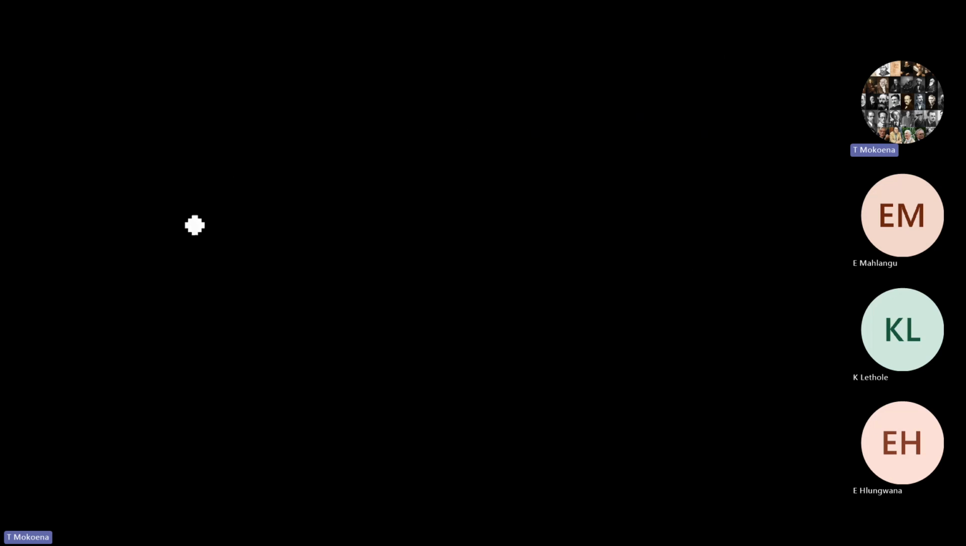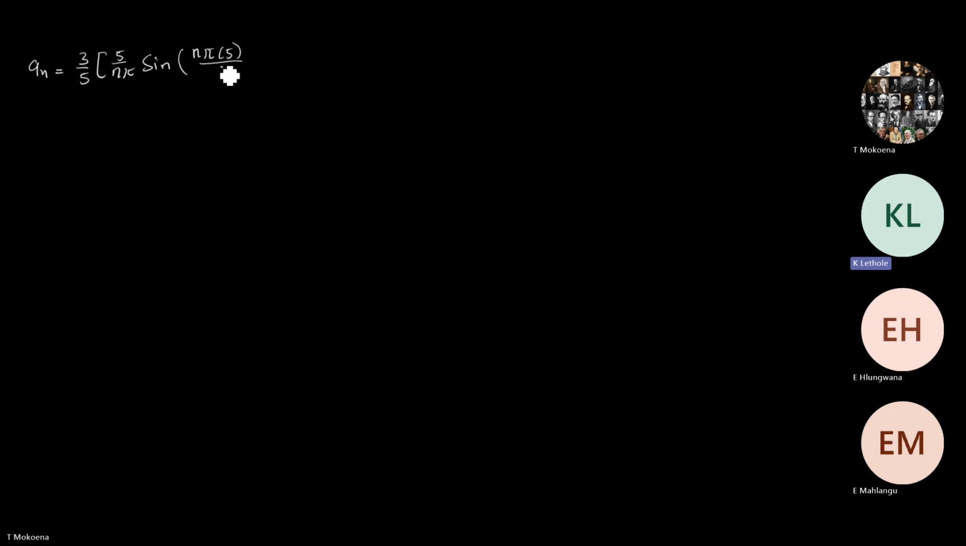And therefore, while we are continuing to determine a sub n, we now have 3 over 5, 5 over n pi multiplied by sine of n times pi times 5, divided by 5. Now, let's try to simplify this as much as we can.